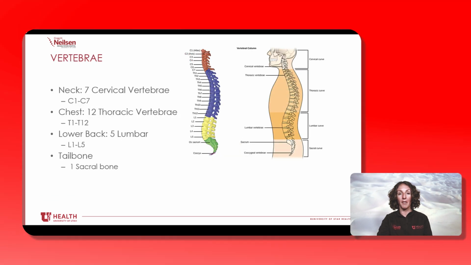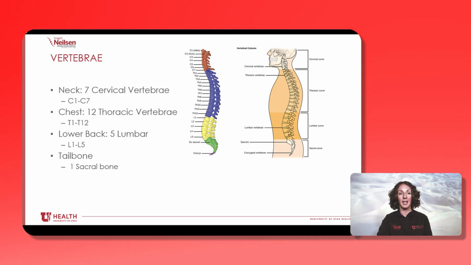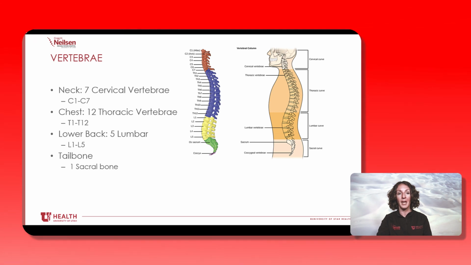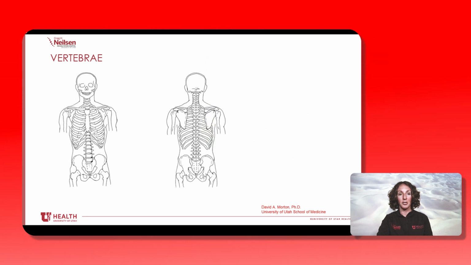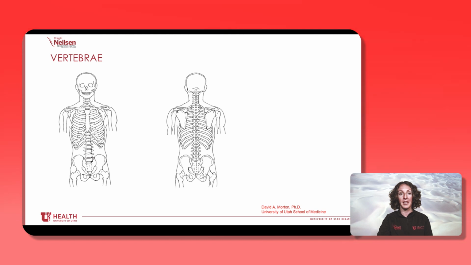So the vertebrae from top to bottom is broken into several different sections. First in the neck, we have the cervical vertebrae, and there are 7 of those bones. Next is the thoracic vertebrae, and there are 12 of them. Below that are the lumbar vertebrae. There are 5, and then at the very bottom is the tailbone. And in this drawing, you can see how the vertebrae align with all of the other bones in the body.